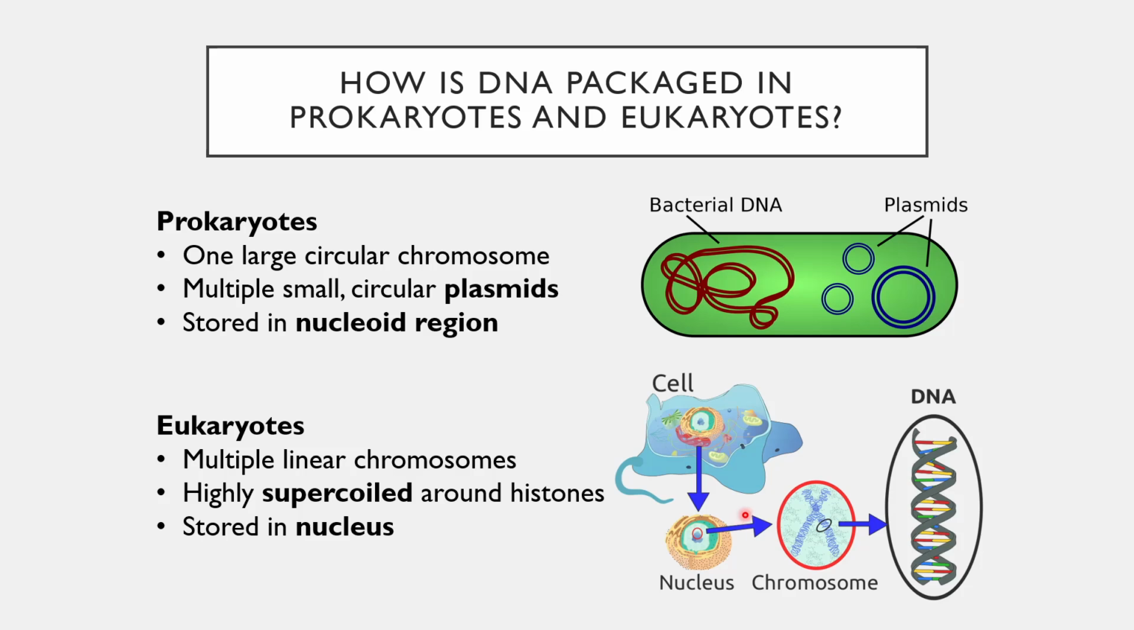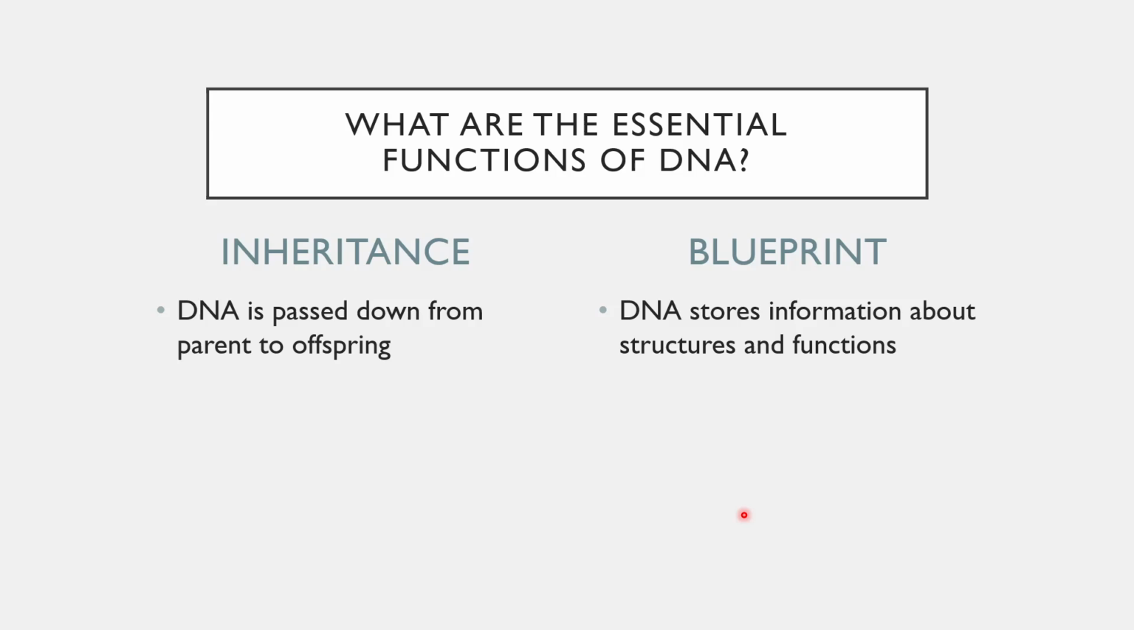So at this point, we have covered our first two questions, which are what is the structure of DNA and how is DNA packaged in the two major cell types. And we're going to move on to our discussion of DNA's essential functions. DNA has two essential functions in living organisms: it serves as the molecule of inheritance and it also serves as the blueprint.